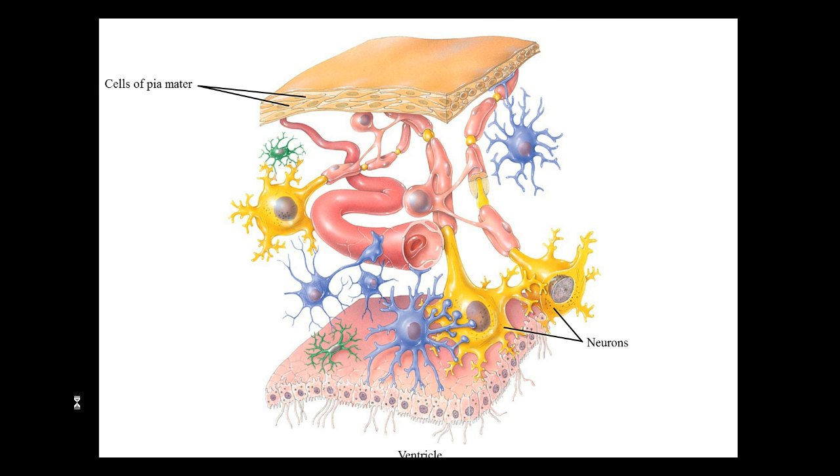Now, our next cells are going to be the glial cells, neuroglia cells. There are going to be a total of 6 that we're going to go over. 4 of them will be in the central nervous system. 2 of them will be in the peripheral nervous system. Now, this picture that we're looking at right here is of the central nervous system. Remember, the majority of the function of glial cells is to support and nourish the neurons.